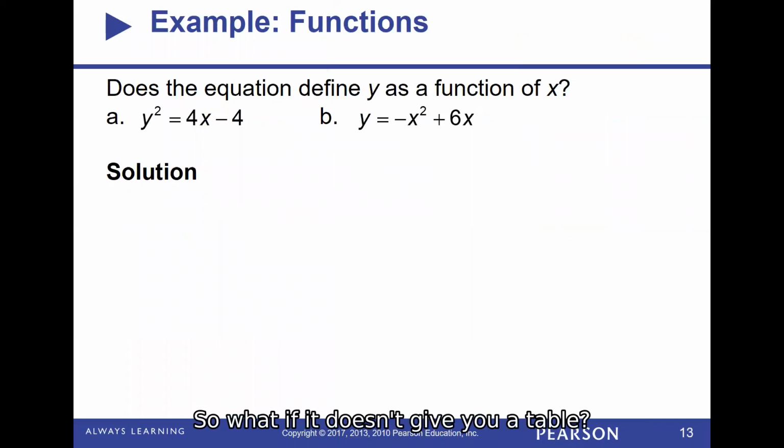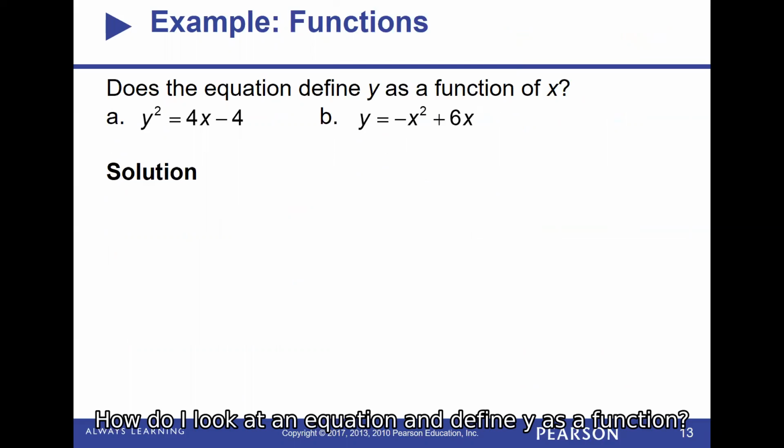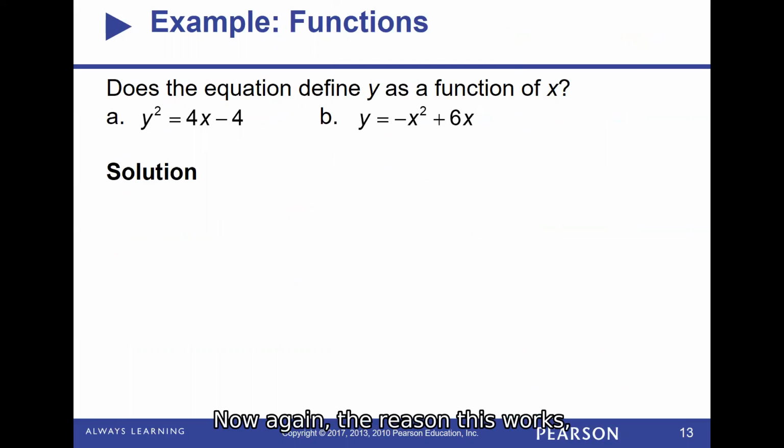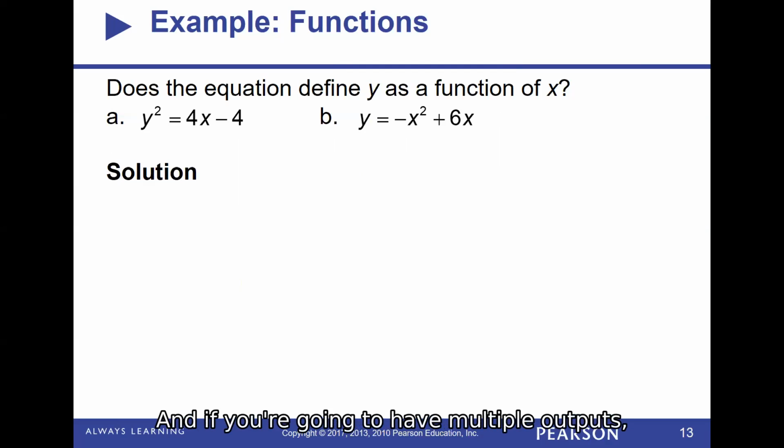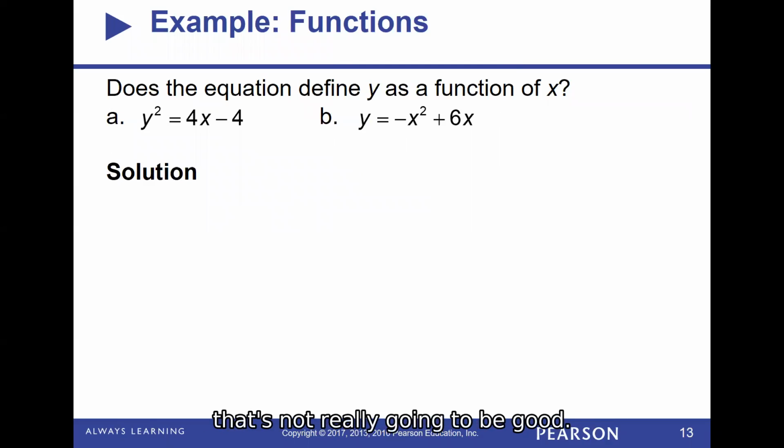Okay, so what if it doesn't give you a table? How do I look at an equation and define y as a function? Now, again, the reason this works the way it works is basically, remember, for every input, there's only one output, okay? So for every input, there's only one output. And if you can have multiple outputs, that's not really going to be good.